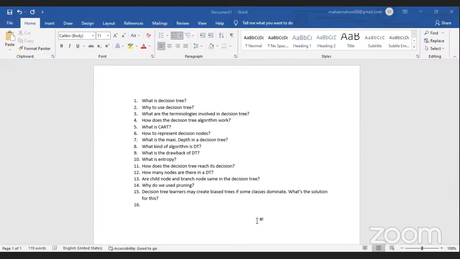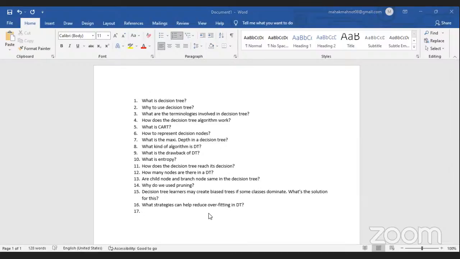Okay. So, next question: what strategies can help reduce overfitting in decision trees? What are the strategies which help to reduce overfitting?